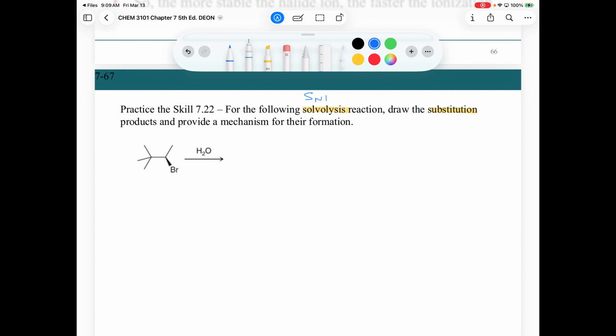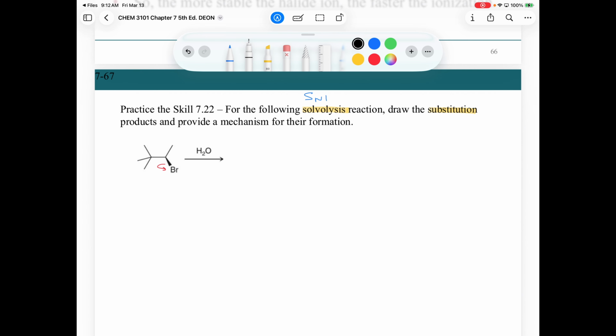Okay, let me ask you guys, what is the first step of an SN1 reaction? Loss of leaving group. I want everybody to draw the mechanism for the loss of leaving group, draw the product, and then see if it's going to undergo any rearrangement, yes or no. You guys see if you can figure that much out, which I know you can. All right, so we will draw a loss of leaving group.